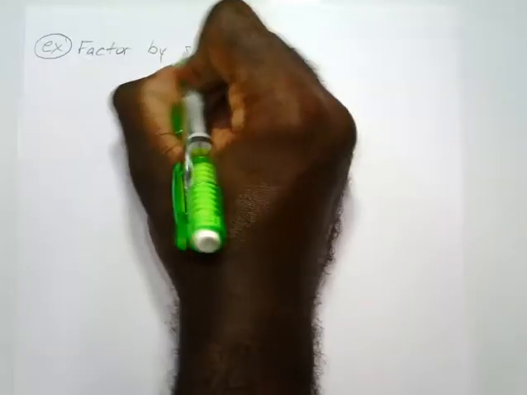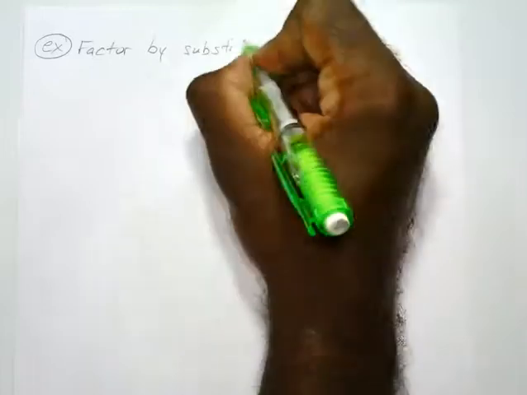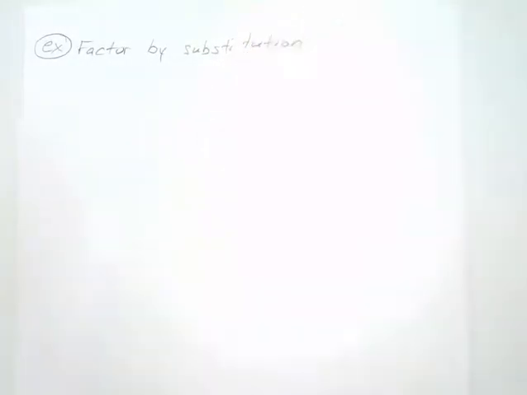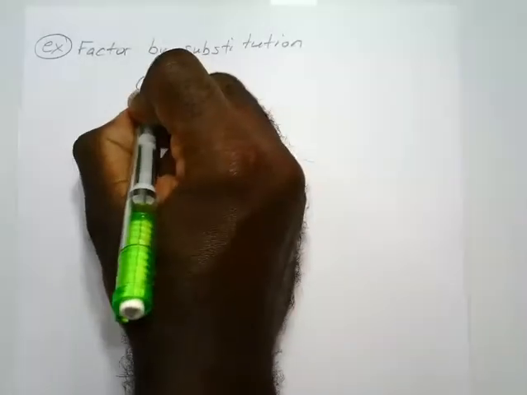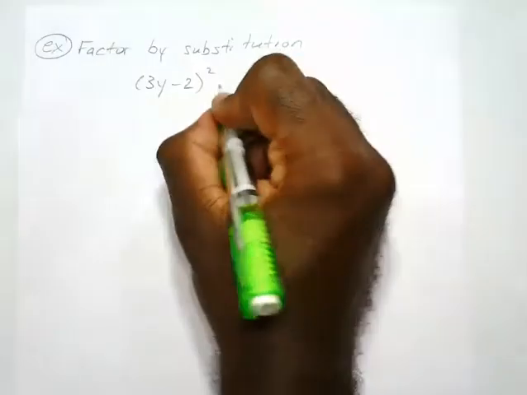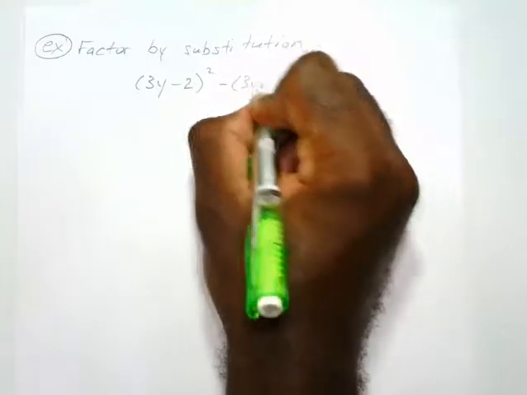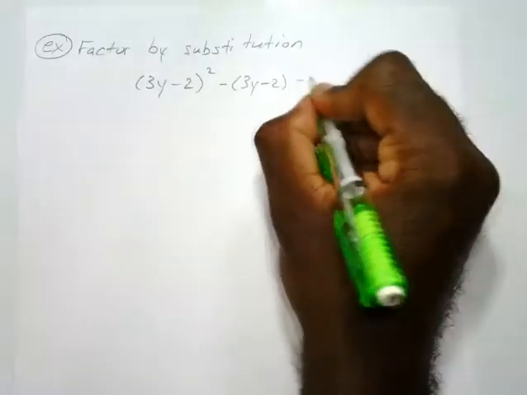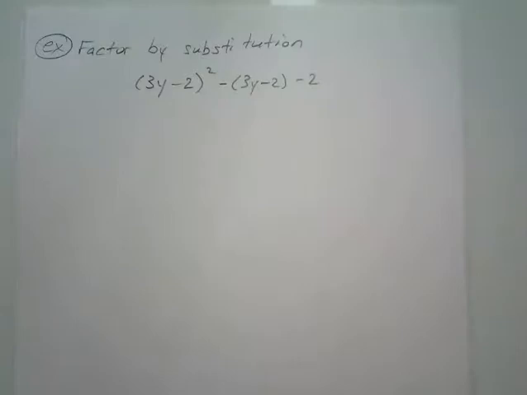So let's say, for example, we want to factor by substitution 3y minus 2 squared minus 3y minus 2 minus 2. We're going to solve this using the exact same technique we used on the last example.